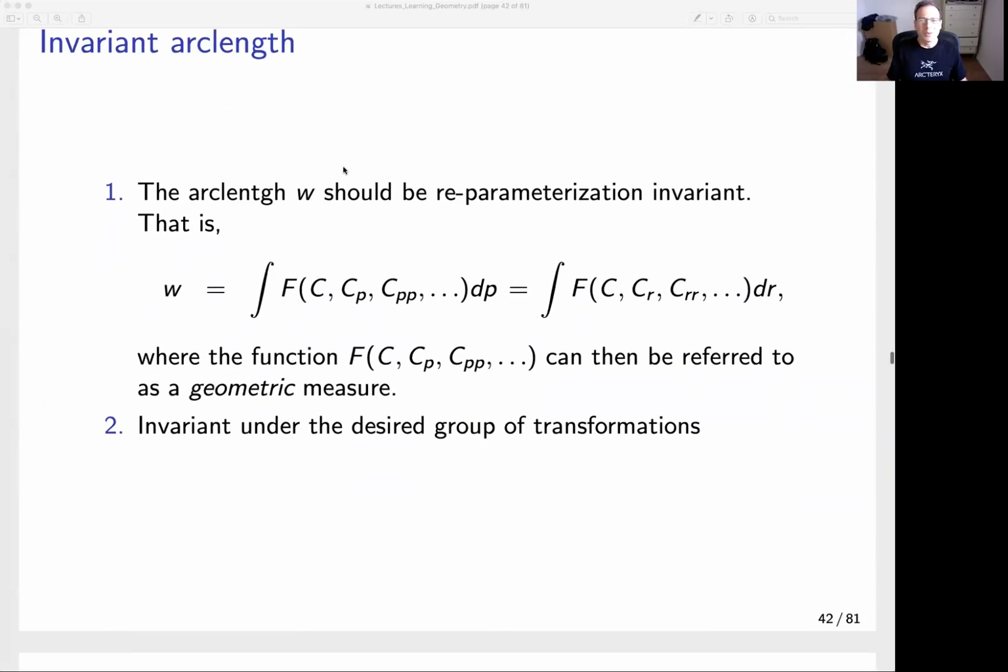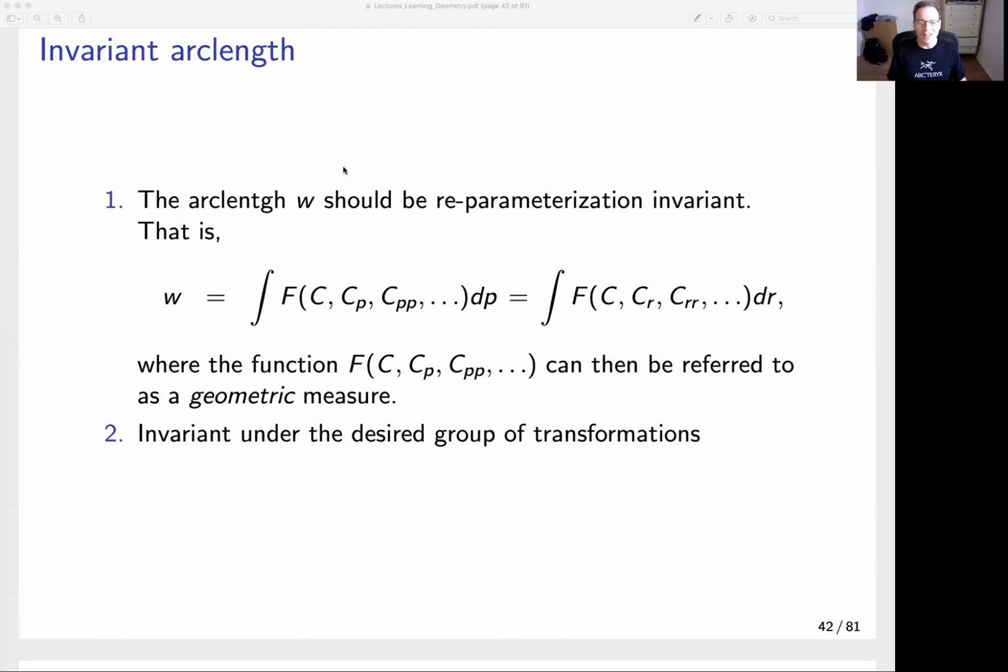Now, when we are inventing arc length, and we call it reparameterization, we would like it to be invariant, so independent of the transformation that we are exposing it to. And we also like it to be reparameterization invariant, which means that as we change, for example, from P to R, it should have the same structure. So it should be invariant, otherwise it is meaningless.